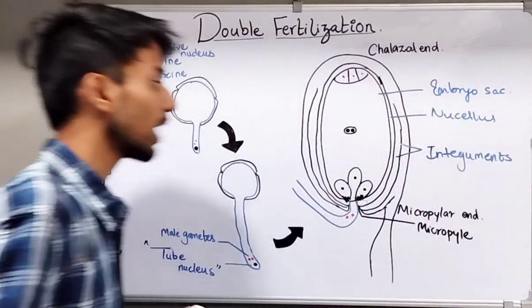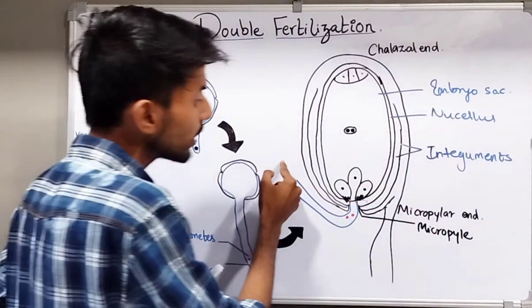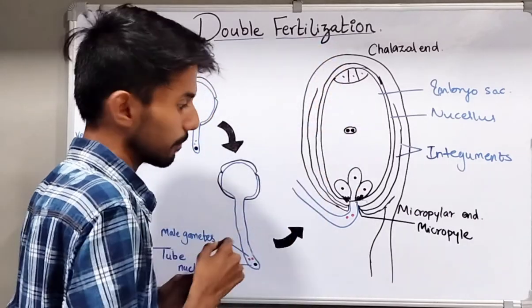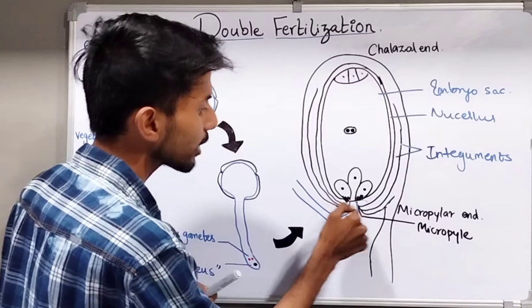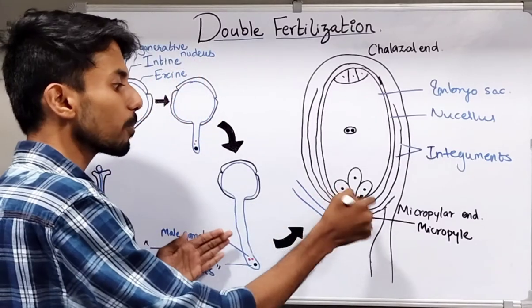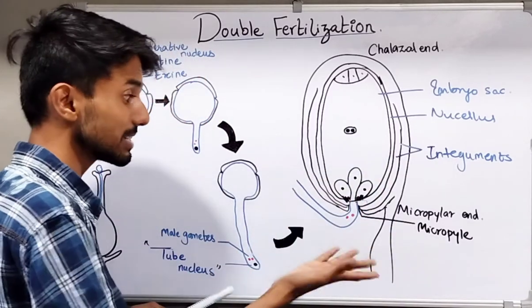Now, what is going to happen here? The pollen tube reaches the ovary. The pollen tube enters the ovule through the micropylar end. We have a micropyle, that is an opening. This opening is for the entry of the pollen tube itself.